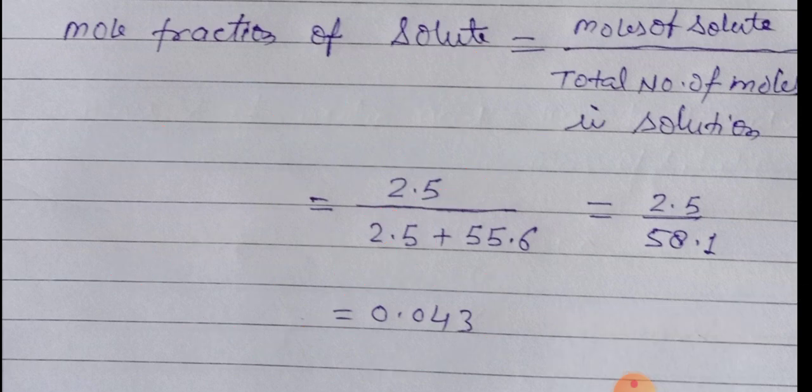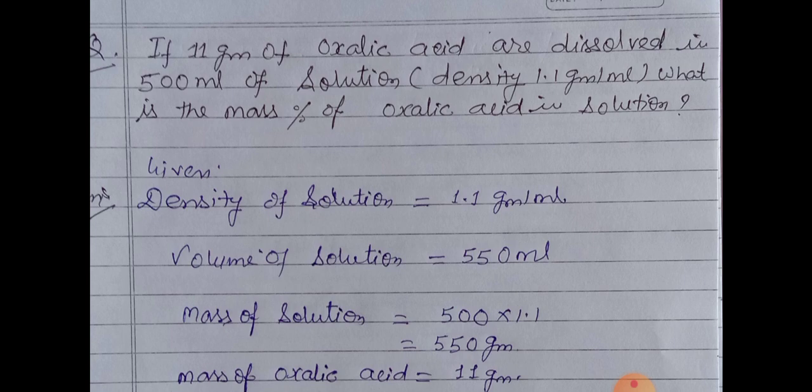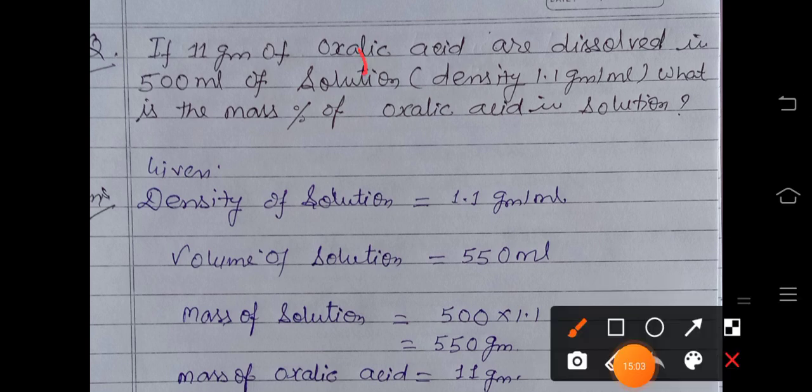Now next question is: if 11 gram of oxalic acid is dissolved in 500 ml of solution, and the density of solution is 1.1 gram per milliliter, what is the mass percentage of oxalic acid in the solution? It is based upon mass percent.